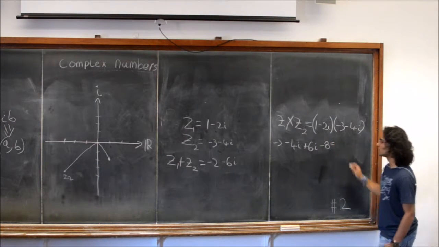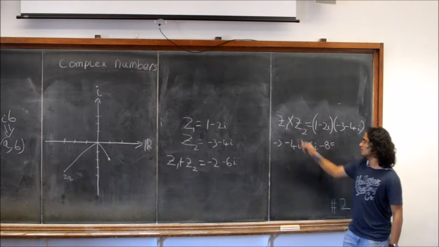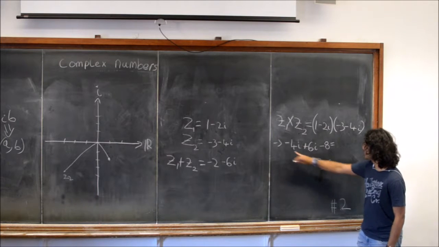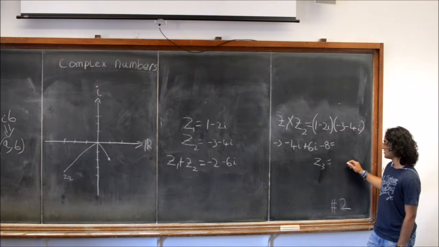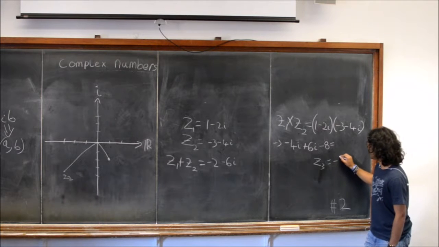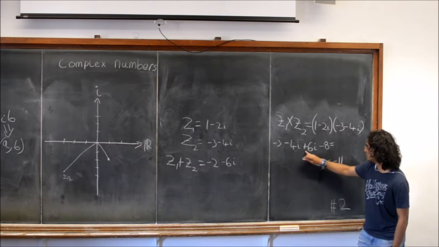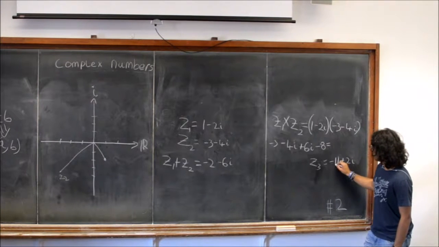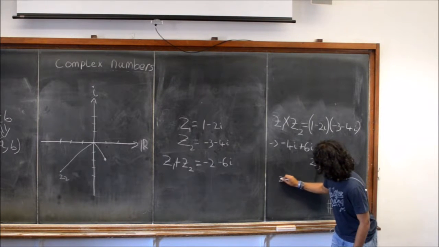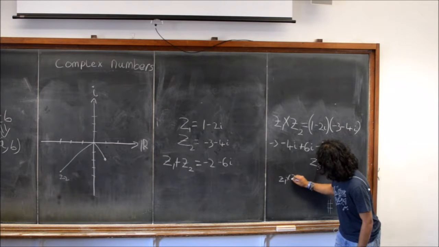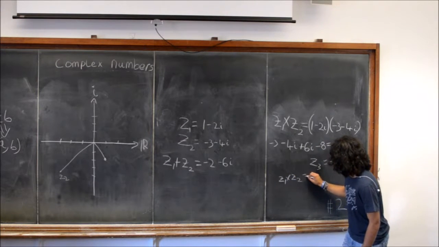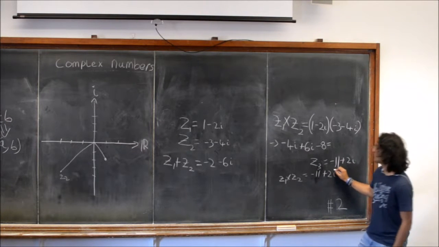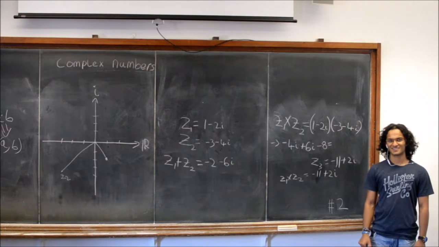And so our final complex number, when you multiply these two complex numbers, let's call it z3, will end up being minus 3 minus 8, which is minus 11, and these two, which make plus 2i. So in other words, z1 times z2 will equal minus 11 plus 2i. That's how we multiply complex numbers.